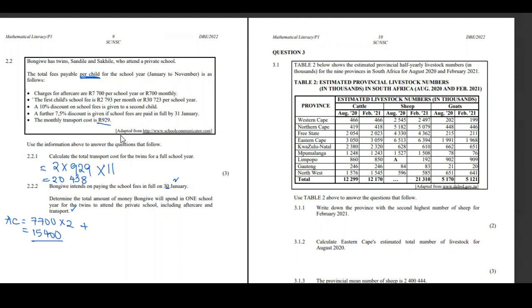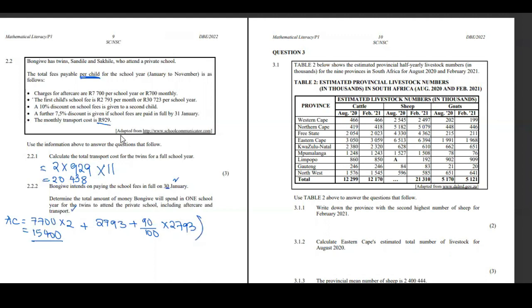Plus, let's continue. Now we start the school fees. For one child, the child will pay 2,793. Now, the other child qualifies for a discount. Why? Because there are two. So this discount here, let's do it this way. Because at the moment the price is at 100%, if the person gets a discount of 10%, that means you remove 10% from the 100%. How much are you going to pay? It should be 90 over 100 times the money they were supposed to pay.